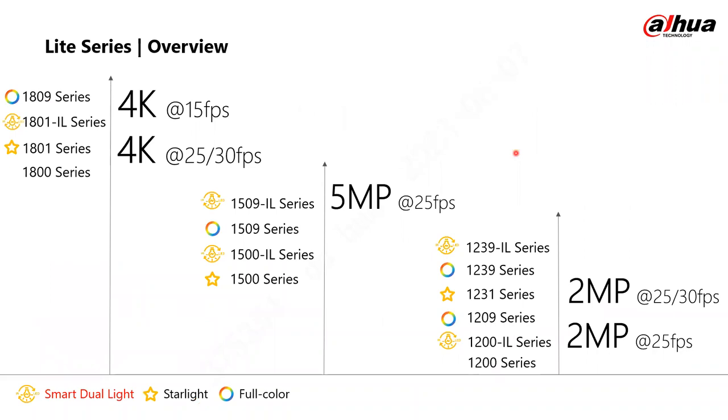So on this, just like the Pro series, we have different types of resolutions supported for these light series products. We have a light series product from 2 megapixels, 5 megapixels to 4K resolutions with different frames per second. And in this case, on the light series, it supports different types of functions. We have the smart dual lighting functions, we have the starlight functions, and again, we have the full light, the full color functions.